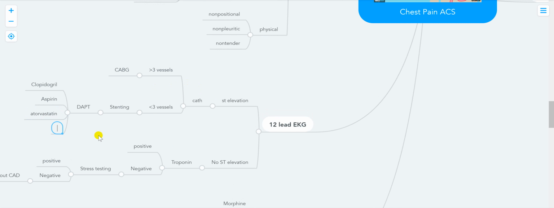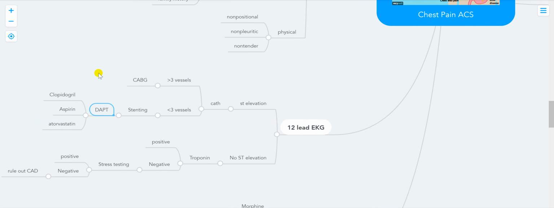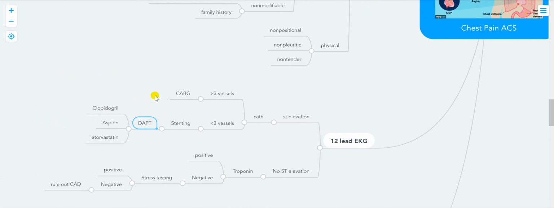Okay, anyway, I don't want to repeat the same thing. And doc, I want to add one more thing. In clopidogrel and aspirin dual antiplatelet therapy, the duration should be at least 1 year. Okay, that's a good point. Thank you for adding that. That's 1 year. That's a good thing.